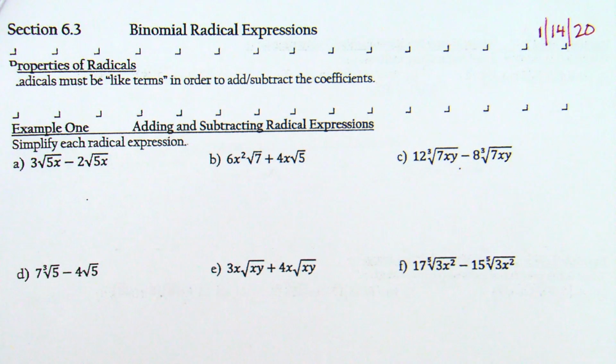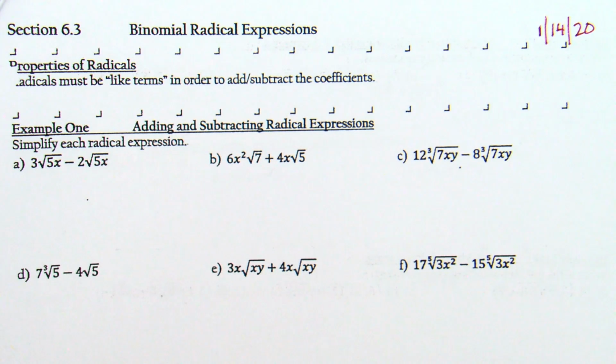When we're talking about bases, we're talking about the number inside the radical has to be the same. And besides that, we also have to have the same roots or indexes. If it's a square root, it has to be another square root. If it's a cube root, it has to be another cube root. So pretty much the radical part has to be identical. Let's practice with a few of these.